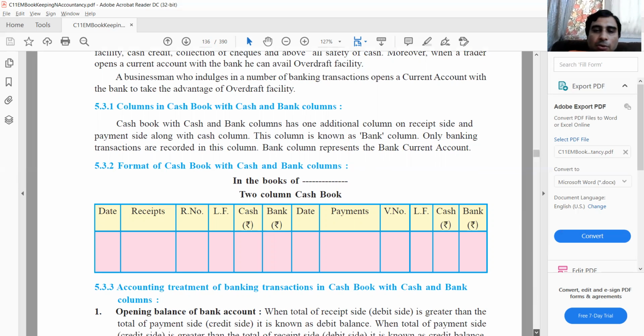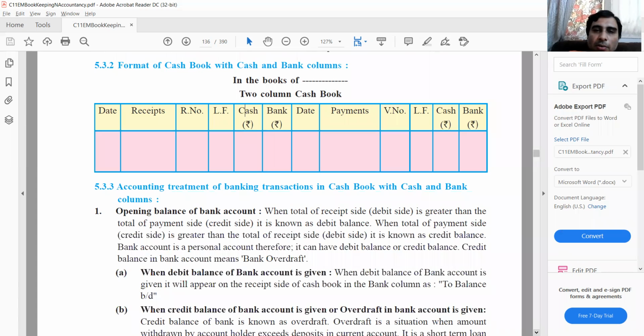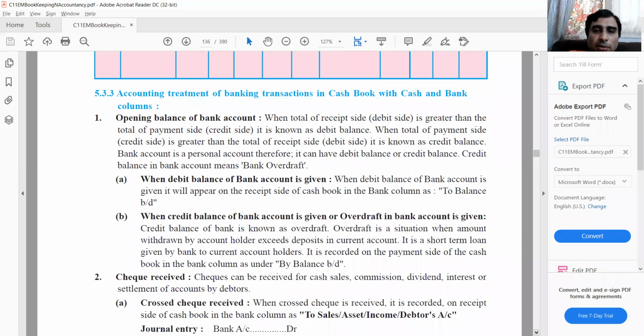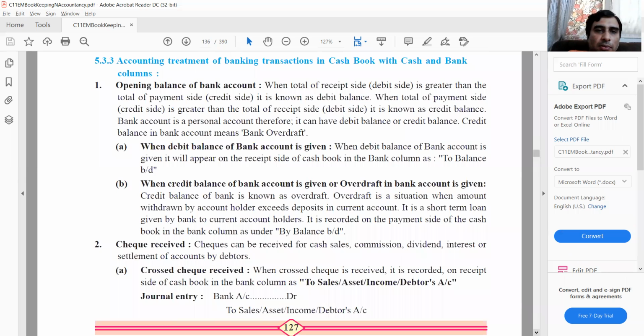Cash book and bank book is the same thing. It is all money. So accounting treatment is by and large absolutely ditto the same. Now, opening balance, we spoke about this already.